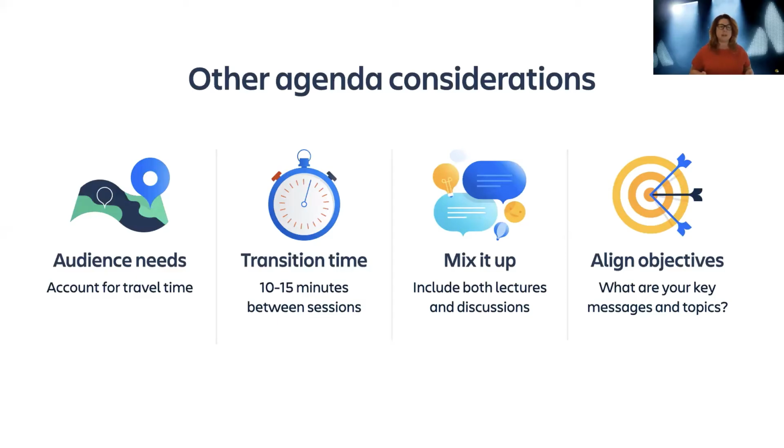Let's also consider some logistical needs. How far are your attendees traveling? Will they be driving or taking mass transit? Be sure that you account for travel time when deciding the start and end time of your events. For example, we start our annual government event located in Washington, D.C. at 8 a.m. so that attendees can avoid rush hour traffic.